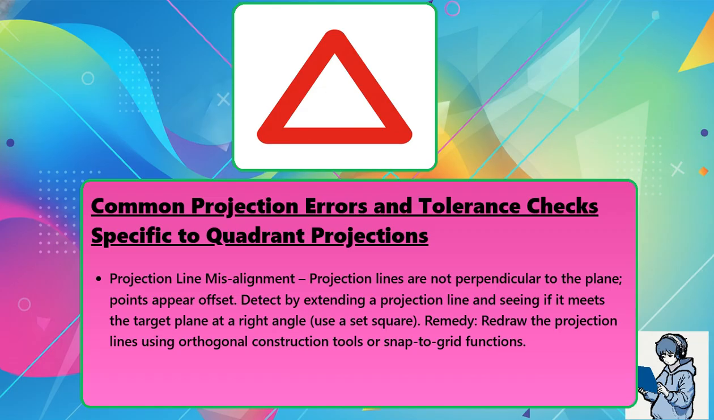Projection line misalignment: projection lines are not perpendicular to the plane, so points appear offset. Detect by extending a projection line and seeing if it meets the target plane at a right angle, using a set square. Remedy: redraw the projection lines using orthogonal construction tools or snap-to-grid functions.